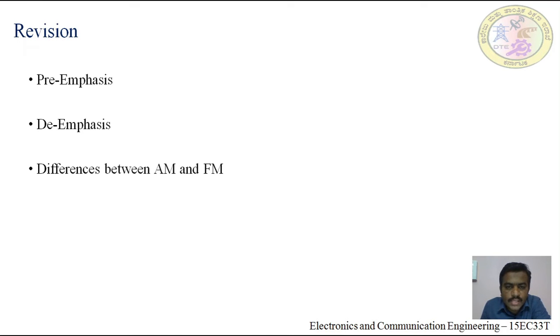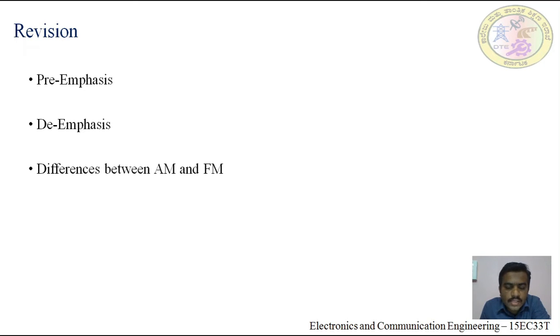The pre-emphasis circuit is placed before the frequency modulator circuit, and it will prevent the entry of noise into the frequency modulator circuit. The pre-emphasis circuit provides the amplification for the high frequency modulating signals. The effect of pre-emphasis is removed by using the de-emphasis circuit. The de-emphasis circuit is used at the output of the frequency demodulator.